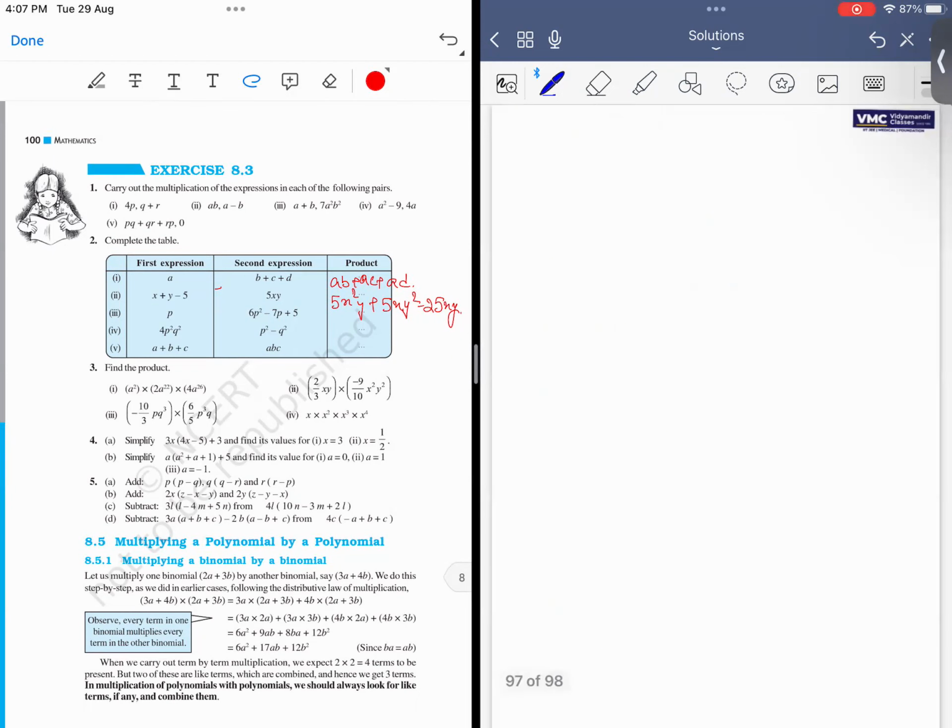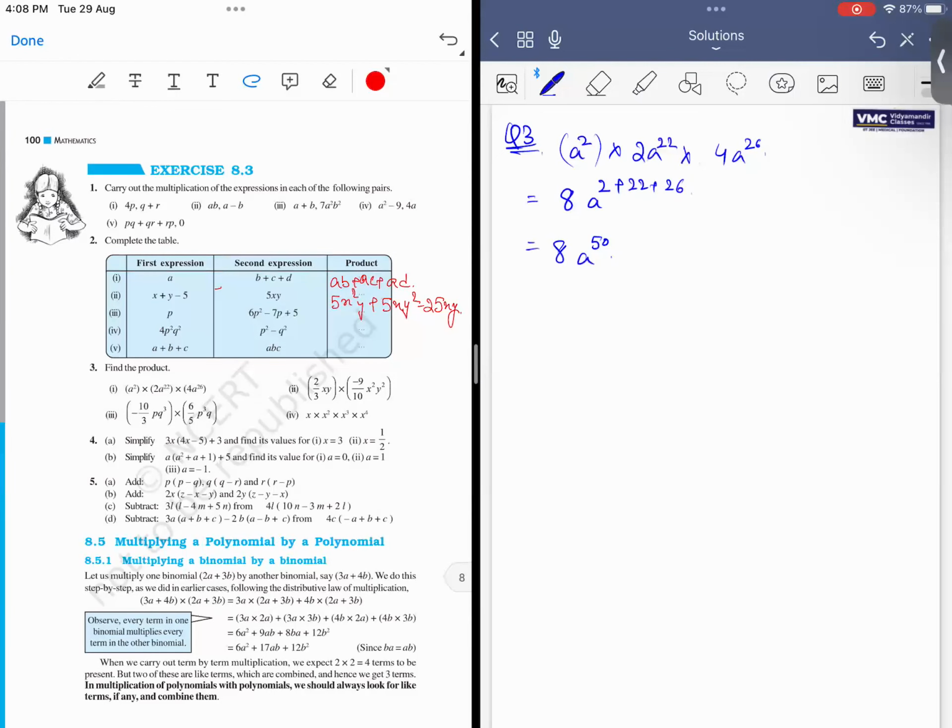Coming to question number 3. Find the product. So again, same base is there, the variable is same, 2a to the power 22 into 4a to the power 26. So we multiply their constant factors, 2 and 4, so the multiplication is 8. And a to the power 22 plus 26. That is 8a to the power how much? 22 plus 26 is 48.